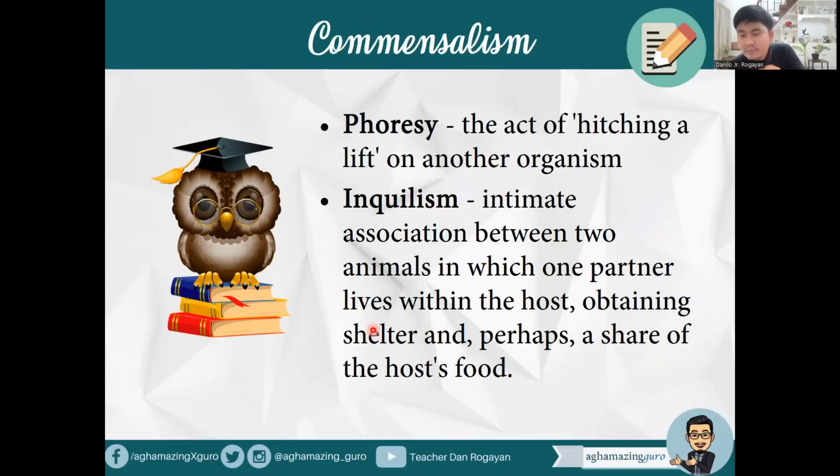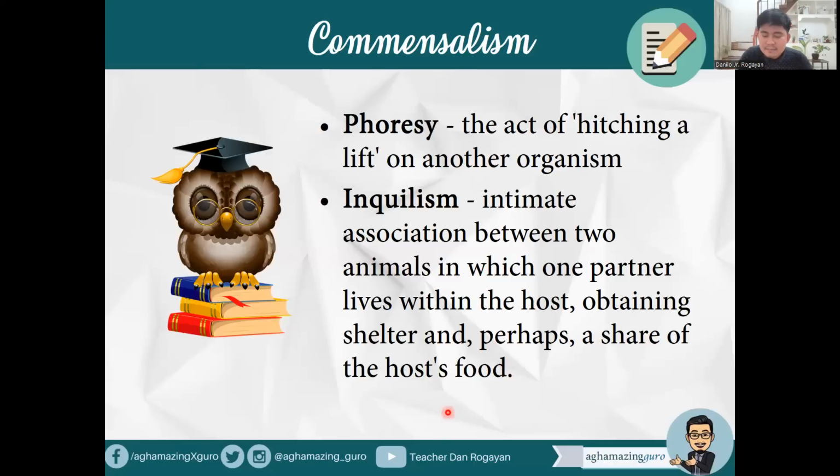Okay? Ano naman yung isa? Inquilism. Ito yung sinabi ko kaninang type of commensalism. Sa inquilism naman, naglagay ka for example ng orchids doon sa sanga ng isang puno. For example, mango. Okay lang si mango, wala siyang benefit. Pero si orchid, mas malapit siya sa araw, that is source of light, and then mas malapit siya sa source of precipitation. So that is inquilism, intimate association between two animals in which one partner lives within the host, obtaining shelter and perhaps a share of the host food. So that is inquilism. Okay?